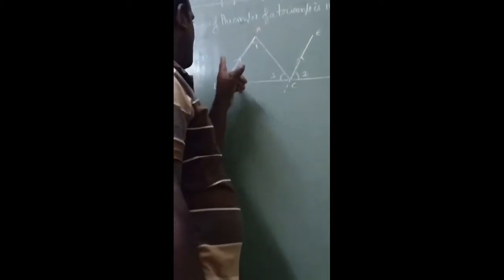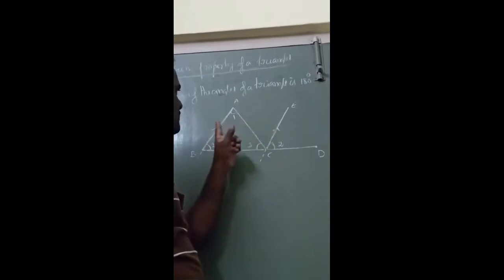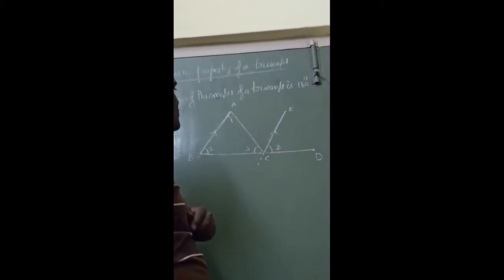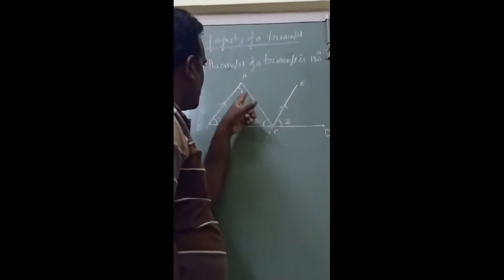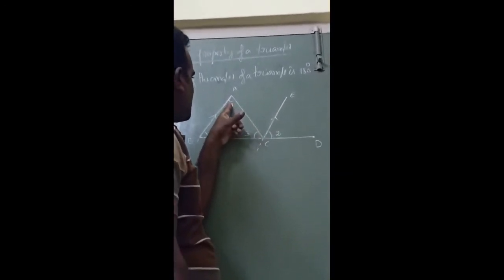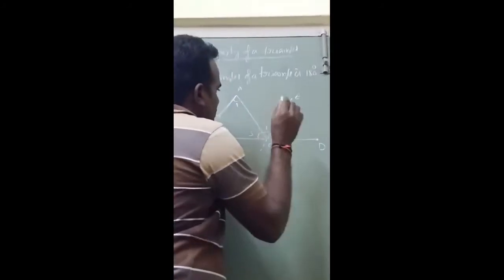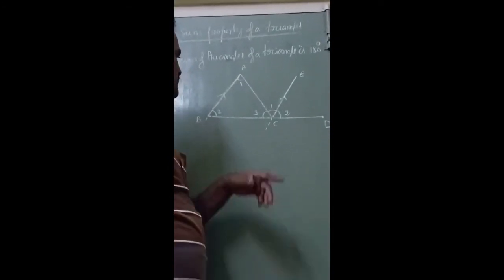Next, AB is parallel to EC. These two lines are parallel, and AC is the transversal. These are alternate interior angles, and they are equal. So this angle is equal to 1. This angle is also 1.